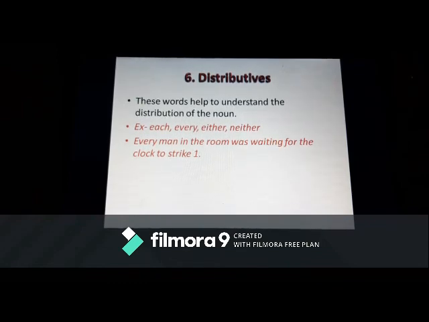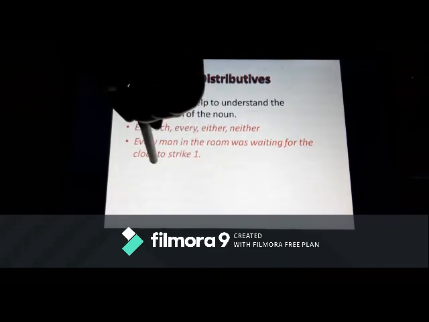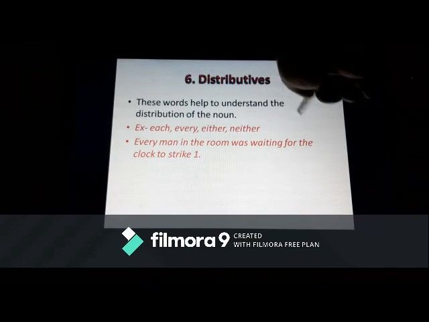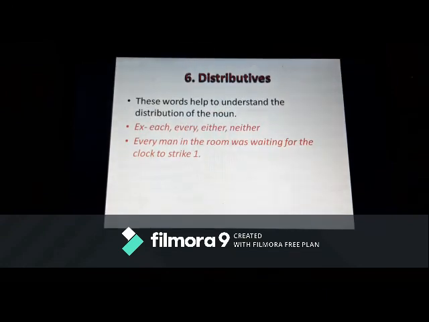So next is distributive. These words help to understand the distribution of the noun. Distributives are the words that help the distribution of a particular thing. For example, each, every, either and neither, right? The example is: every man in the room was waiting for the clock to strike 1. So here in the sentence every is a determiner. It determines that every man means each one of them in the room was waiting for the clock to strike 1.